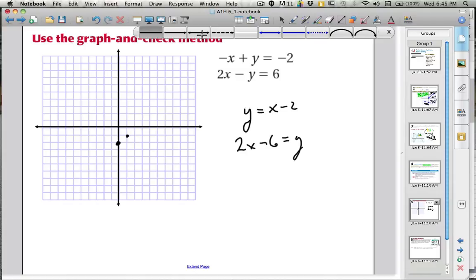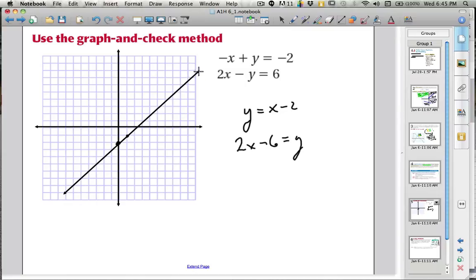And if I go ahead and graph this line, I'm trying to be as accurate as I can be. So I'm going to move it off a little because I made it a little too steep. And then I'm going to move it into the place where it belongs, right about there. Okay.